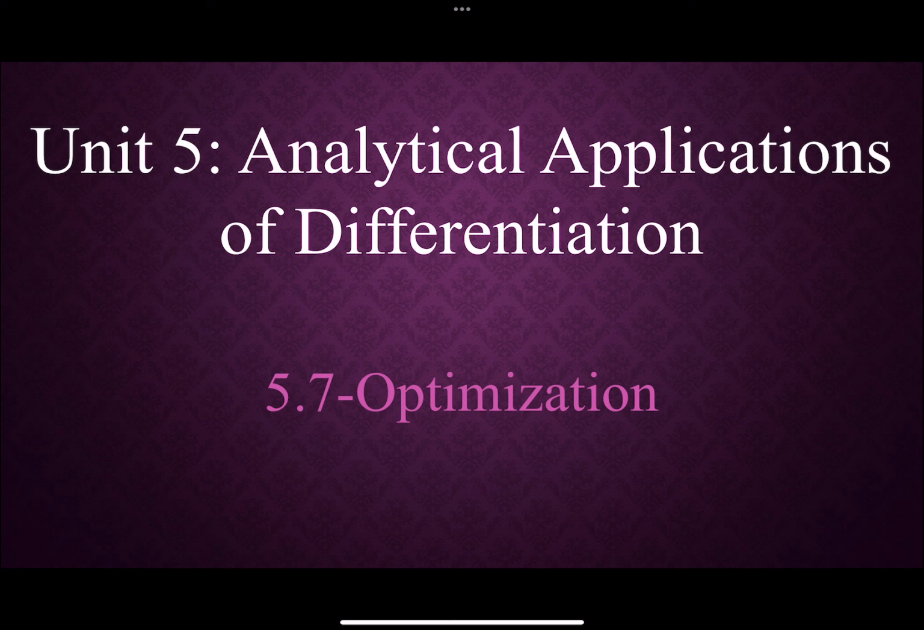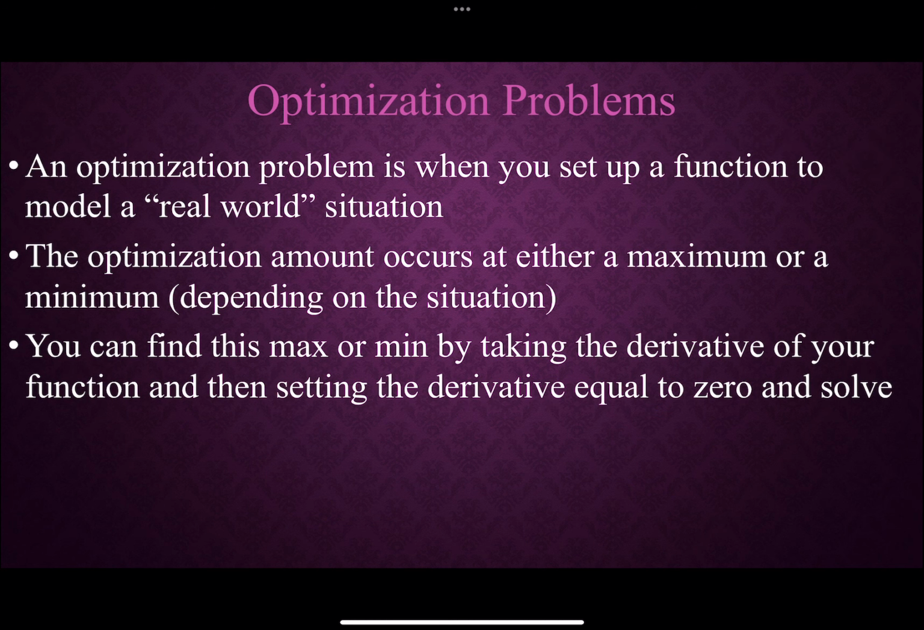All right, welcome back. So this is our last topic here in Unit 5, the idea of optimization. Optimization is simply using a real-world scenario. It doesn't necessarily have to be perfectly real-world, but something realistic-ish, and creating a function to model this situation. And as we've been discussing with both Unit 4 and especially here Unit 5, we can find things like maximums and minimums depending upon the situation.